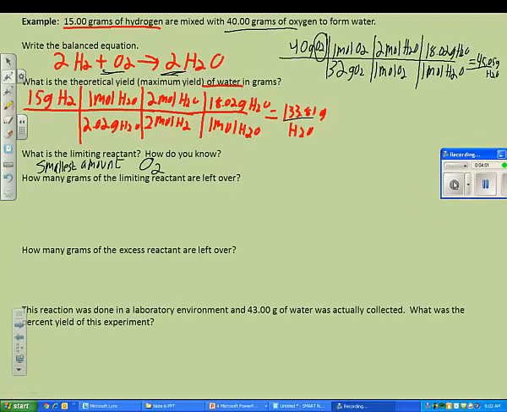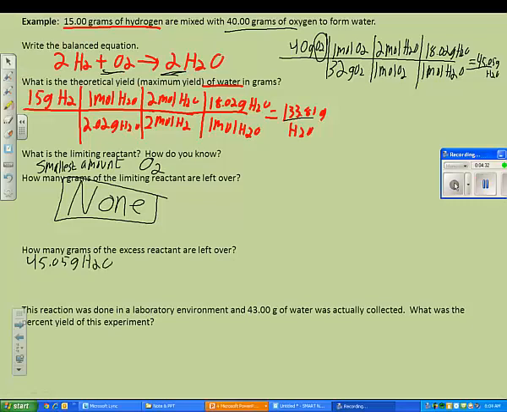Okay, next question. How many grams of limiting reactant are left over? This one's always easy. None, because we have used it all. Next one, how many grams of excess reactant are left over? This is the weird one. We're going to start with how much limiting reactant you had. So we ended up with 45.05 grams of H2O.